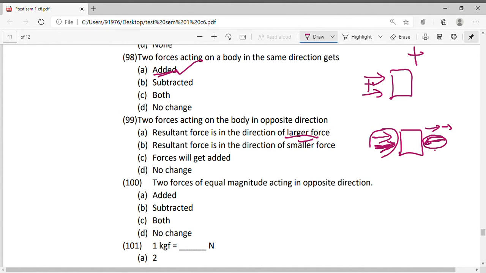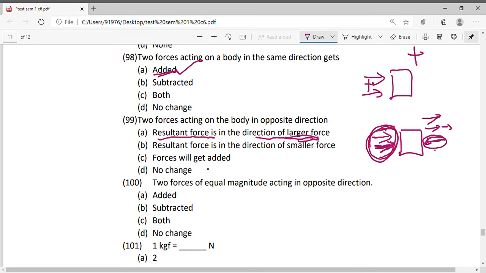All right. So total force acting on a body in opposite direction, the resultant force is in the direction of larger force. So this force is a resultant force. So the box will be moving in this direction. That would be the result of it. So that direction would be towards the larger force.